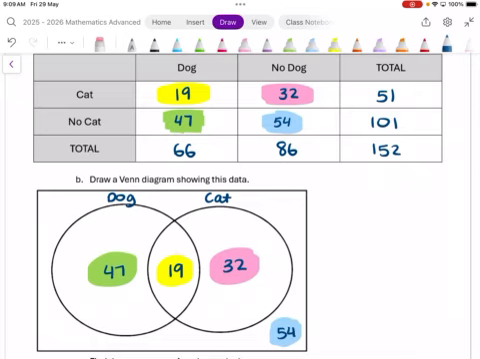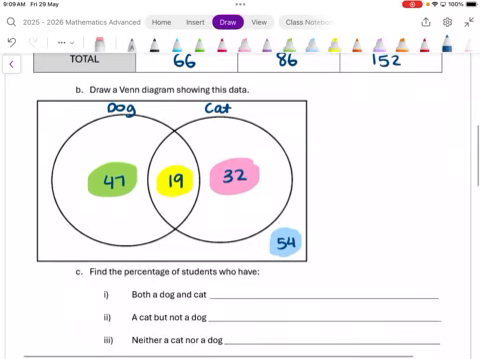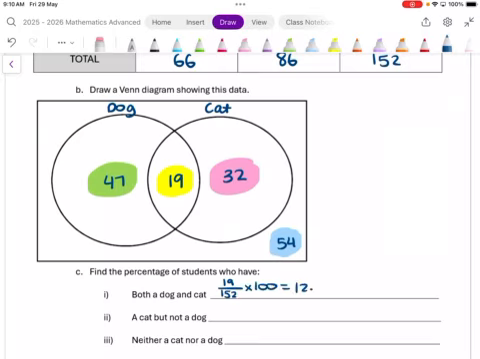Cool? All right, our next lot of questions are percentage questions. So we want to find the percentage of students who have both a dog and a cat. So we'll do our 19 over our total of 152 times that fraction by 100 to get it as a percentage, and that's 12.5% to one decimal place.